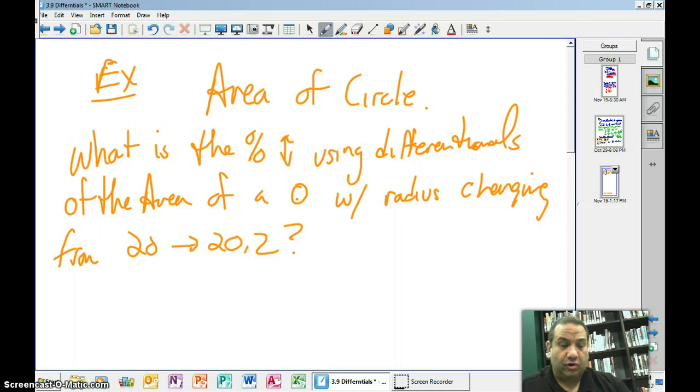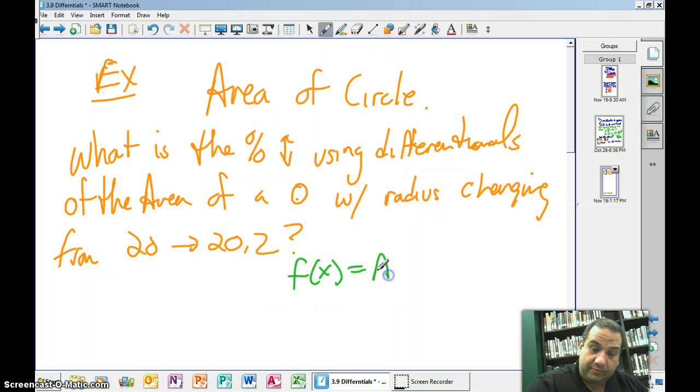Look at the area of a circle. What's the percent increase or decrease using differentials of the area of a circle with radius changing from 20 to 20.2? So my function is the area function. I like this green. I'm digging it. It's equal to A equals pi r squared.